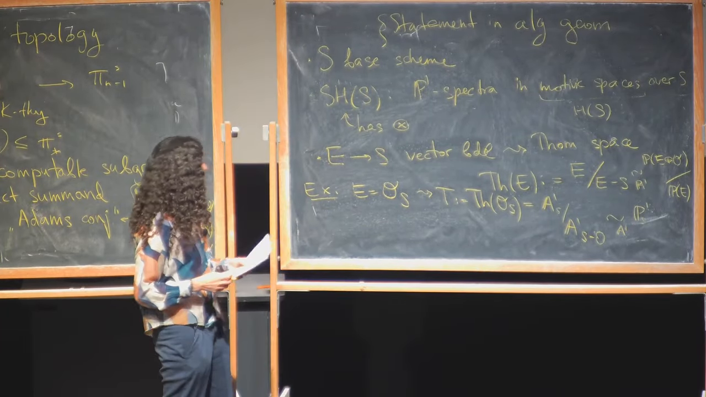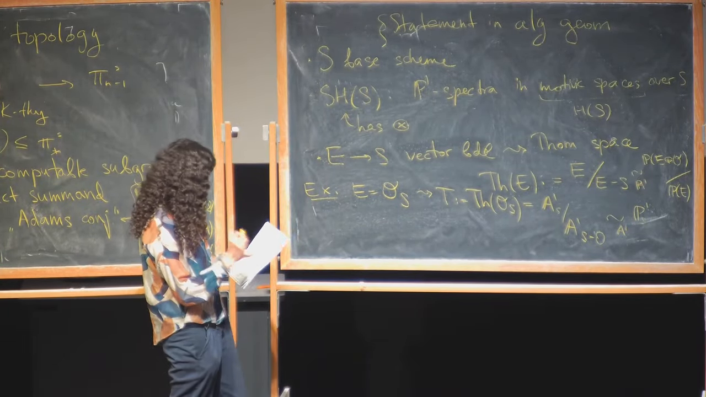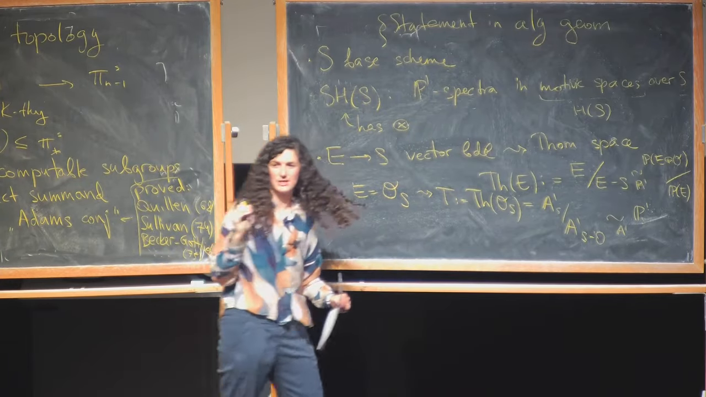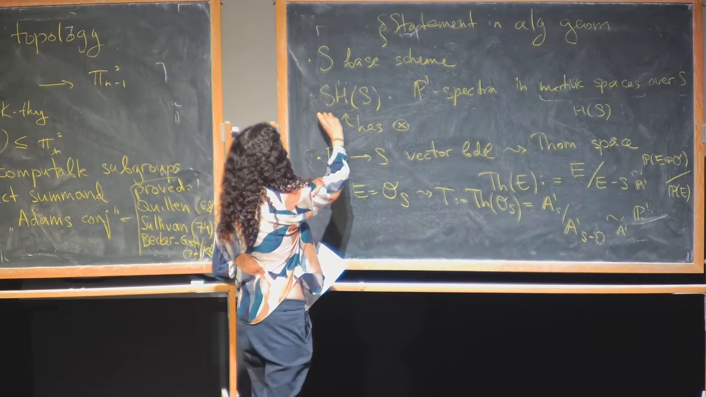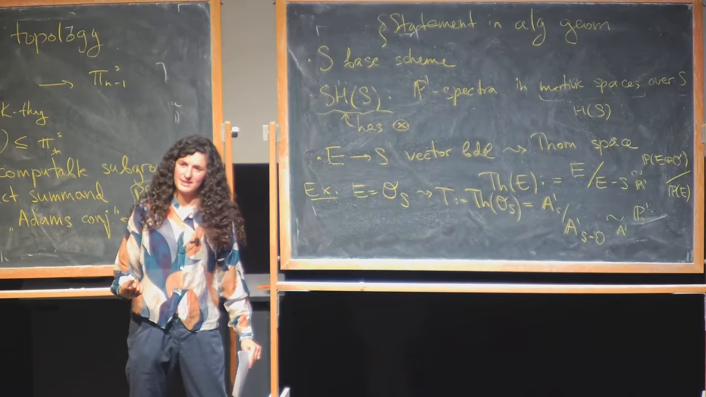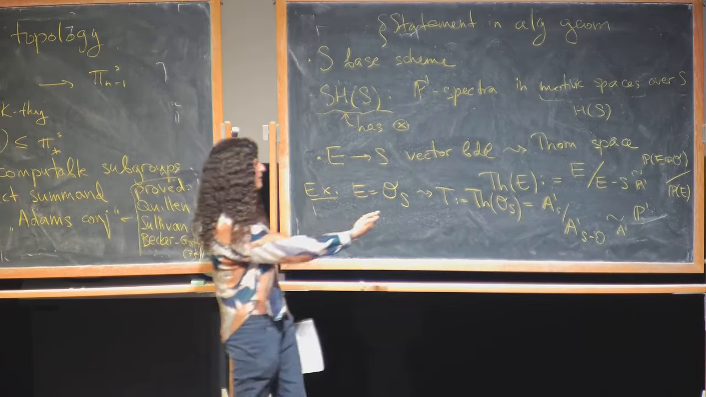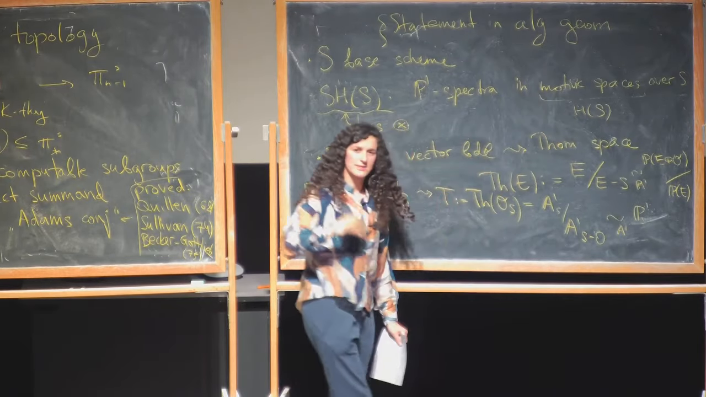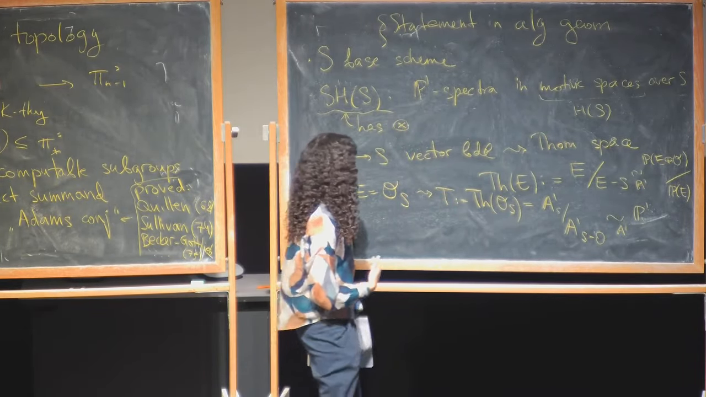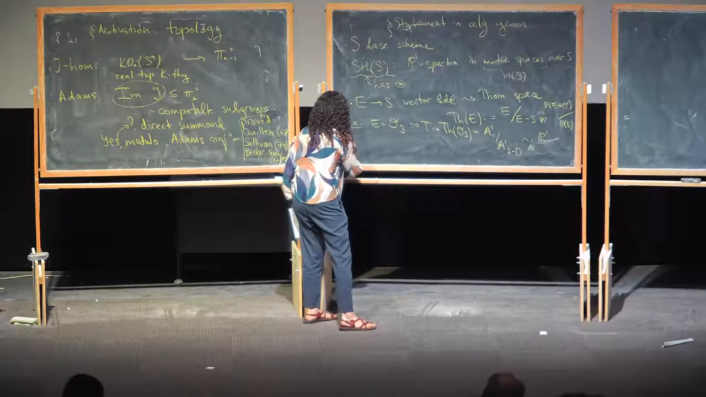Okay, and so the abuse of notation that I will be doing in this talk: we want to consider things in the stable homotopy category. So while these are objects in the unstable homotopy category, I want to consider them in the stable. So, notation.